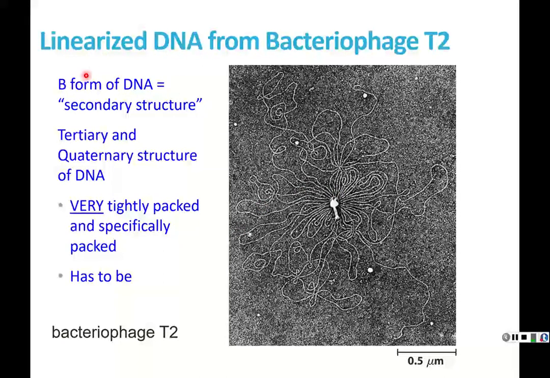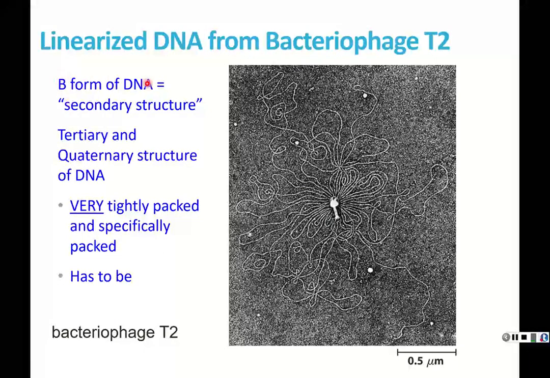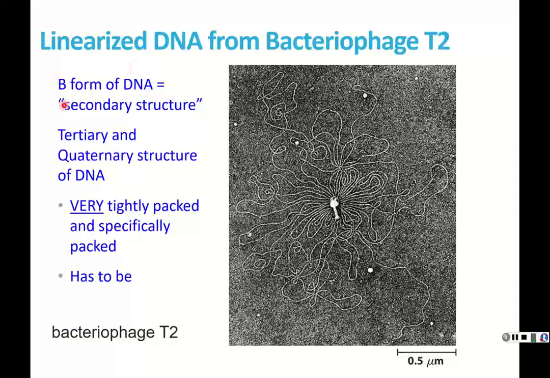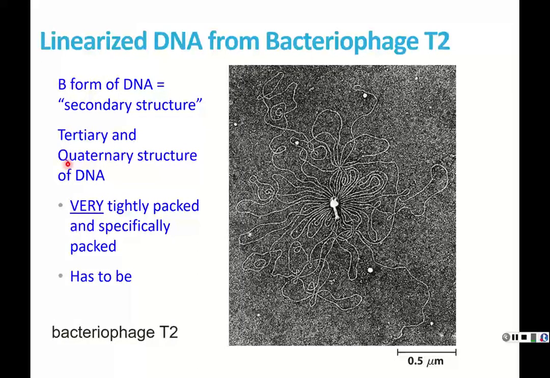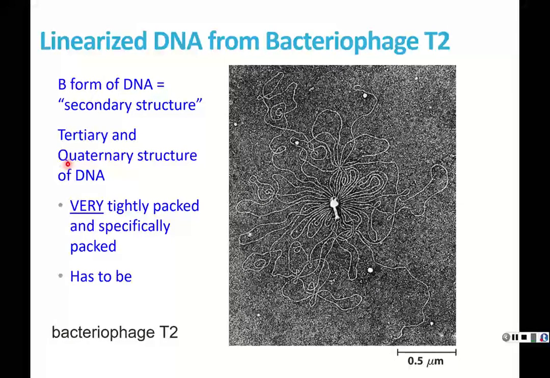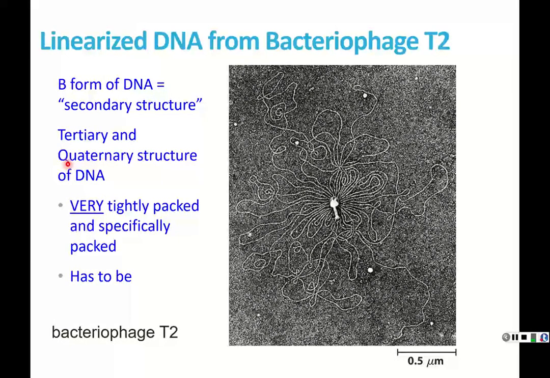DNA has a secondary structure. We typically think of that as the B form of DNA. We've talked about that when we covered nucleotides. That would be the secondary structure. There's also tertiary and quaternary structures of DNA as well. And all of these structural organizations lead it to be very tightly packed. Okay? And that's because it has to be.